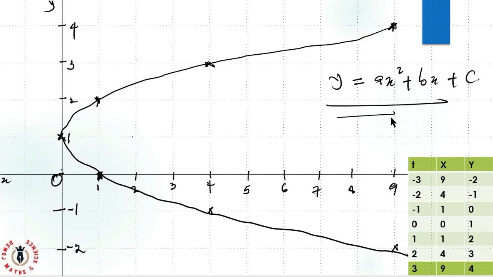I hope you understand how we go about parametric equations. In our next lesson, we'll still continue on parametric equations.